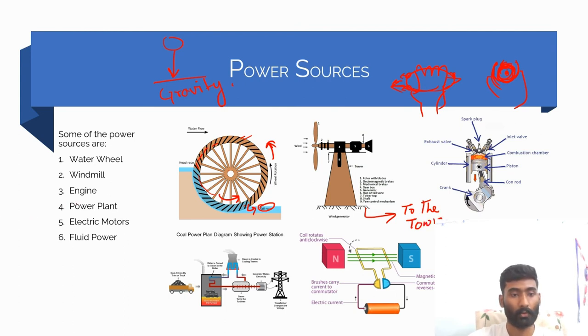Okay. Fourth one is power plant. Oh, sorry. Third one is engine. I'm sorry. What is an engine? In your later classes, or if you are really interested, I will tell you later. But basically, an engine is a mechanical device which generates mechanical motion by burning fuel inside. This is also called an internal combustion engine, because the combustion, the burning, is happening inside the combustion chamber.